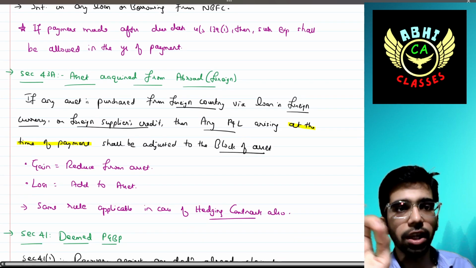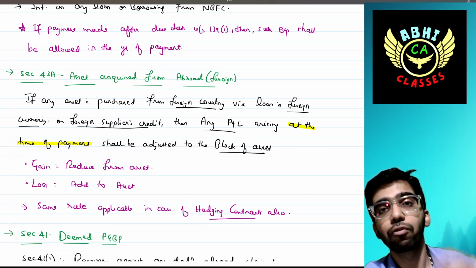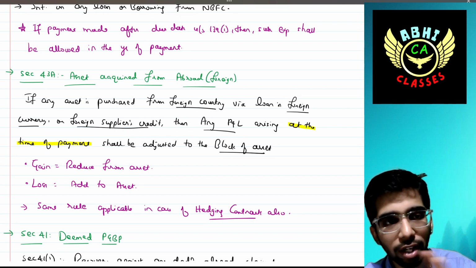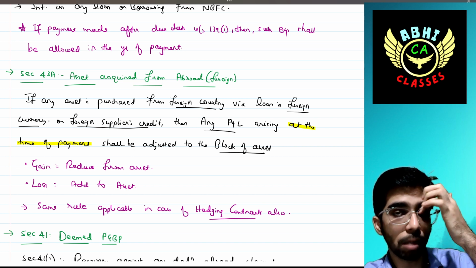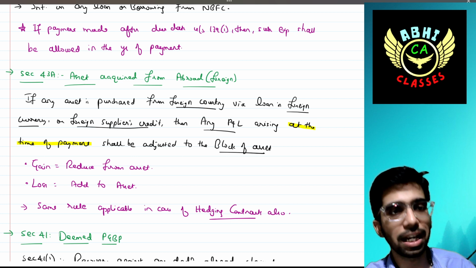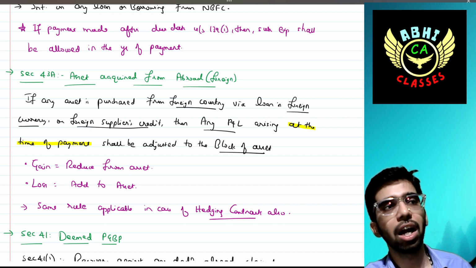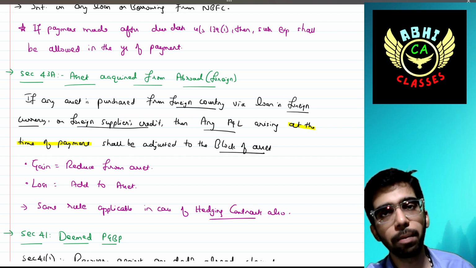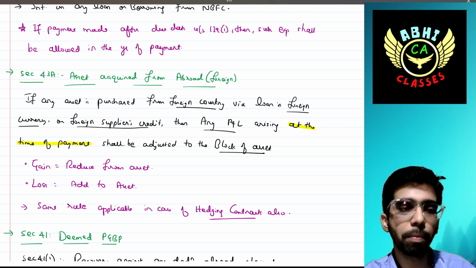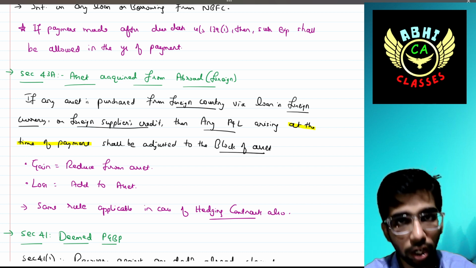Section 43A, asset acquired from abroad. If any asset is purchased from a foreign country through a loan in foreign currency or foreign supplier's credit, then any profit or loss arising at the time of payment shall be adjusted to the block of asset. Let's say, for example, I have purchased plant and machinery by taking a loan from foreign banks, and I had to pay the credit amount or installment amount in foreign currency.